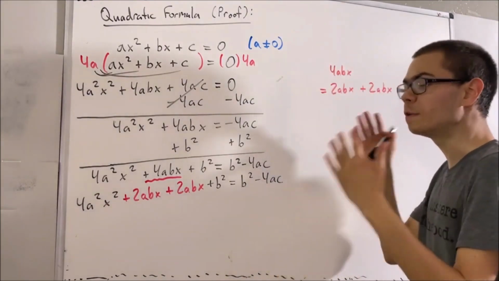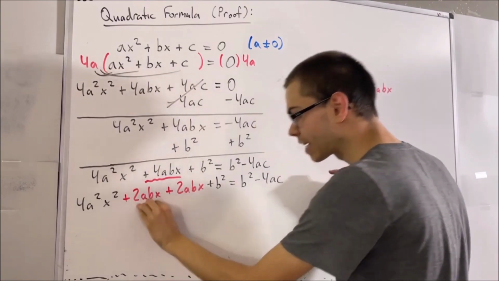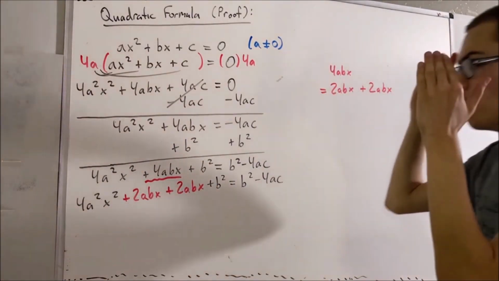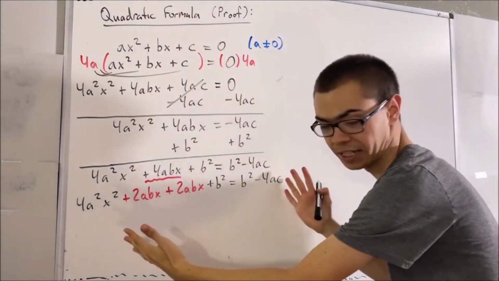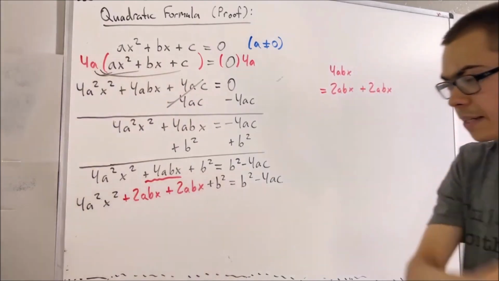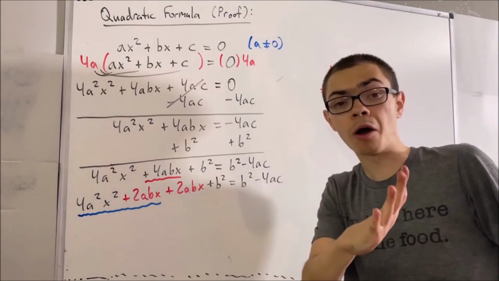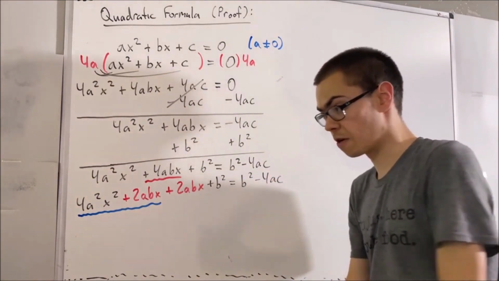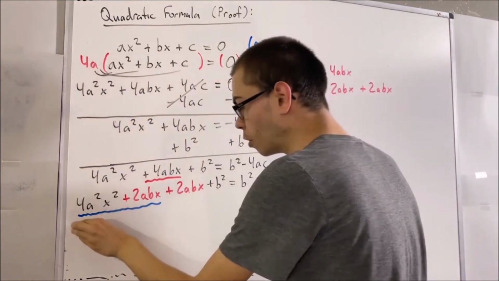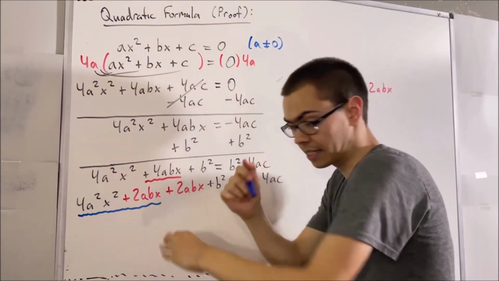And so all we've done is we've re-expressed this 4abx as 2abx plus 2abx. That's it. So then, where is this all leading us to? This is the step where you may start to sort of see it. Check this out. What we're going to do is pull out the greatest common factor from the first two terms. If you observe this, the greatest common factor is 2ax.